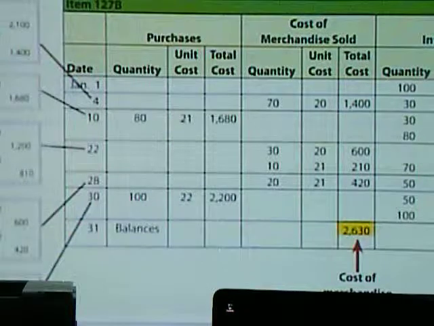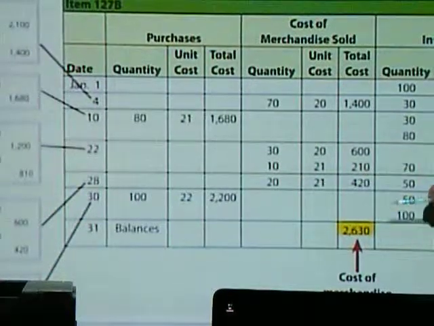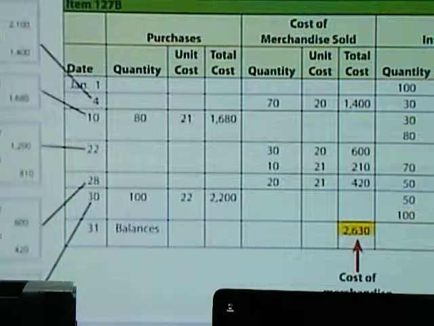This is actually split up under three particular categories. You've got the purchases category, cost of merchandise sold, and the inventory category. And depending on what you're doing, whether you are buying, selling, or just recording inventory, depends on which category you actually record this information under.